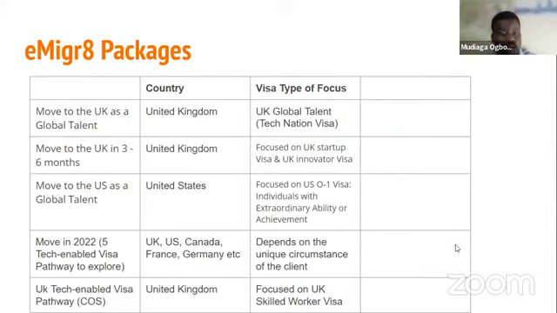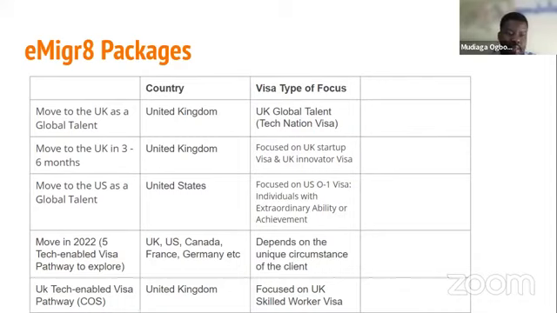Emigrate packages include move to the UK as a global talent, which is a visa type that is specifically targeting the United Kingdom, right? And that is the visa type we're going to be talking about today, the Tech Nation visa or the UK global talent, right? We also have packages that include move to the UK in 3 to 6 months. That is the UK startup visa or the UK innovator visa, right? Its focus country here is also the United Kingdom.